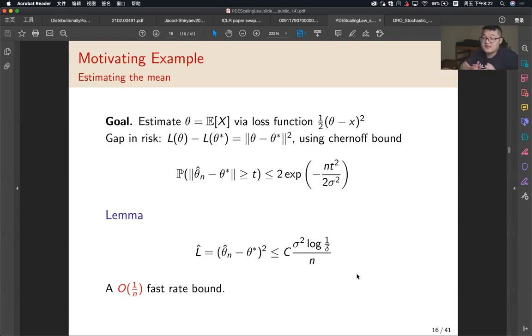A very simple motivating example for this fast rate bound is this: I want to estimate the mean of a distribution via the L2 loss. Then the estimator will give you the empirical mean. Using the Chernoff bound, you will know that the estimator you get is 1/√n, but because our loss is a square loss, the loss convergence will give you a 1/n rate. So if you do a concentration bound on L, because L can also be written in this empirical way using the L2 loss, then you will get a suboptimal bound, 1/√n, as what they did in the previous papers.